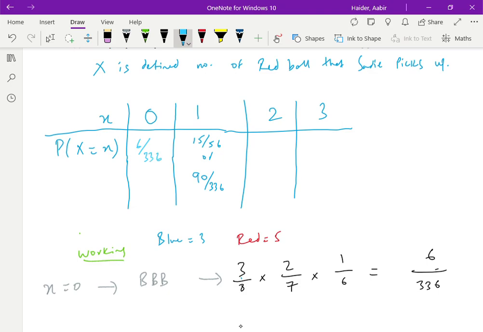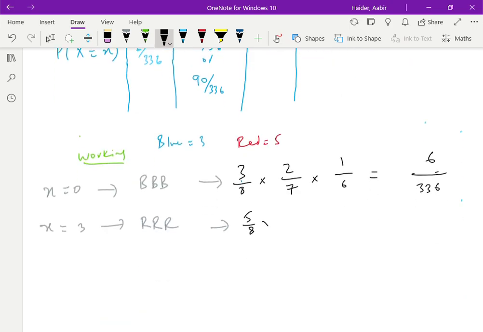Okay, now for X equals 2, we can have different scenarios. Why not do X equals 3 first? Because that will have only one scenario. So X equals 3 means all the red balls. It's going to be a similar calculation as we did for all blues. For all reds, it should be 5 over 8, and then 4 over 7. You have to just decrease 1 from numerator and denominator, because you have already picked up 1 red in the previous instance, and there is no replacement, so the denominator will also get decreased by 1.